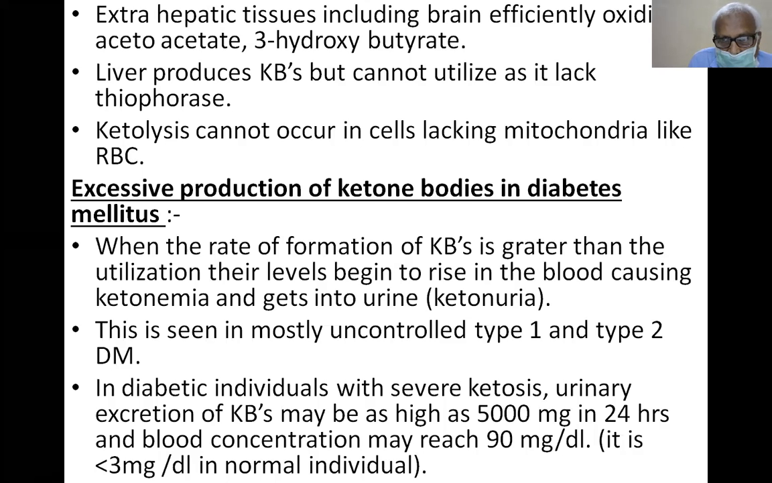Excessive production of ketone bodies takes place in diabetes mellitus. When the rate of formation of ketone bodies is greater than the utilization, their levels begin to rise in the blood, causing ketonemia. So when the blood is swarmed with the ketone bodies, they automatically get into the urine, that is known as ketonuria. This is seen in most of the uncontrolled type 1, insulin dependent diabetes mellitus, and in type 2 diabetes mellitus when it is badly controlled.